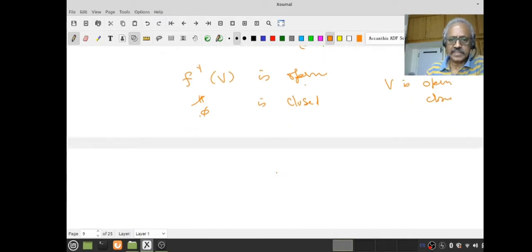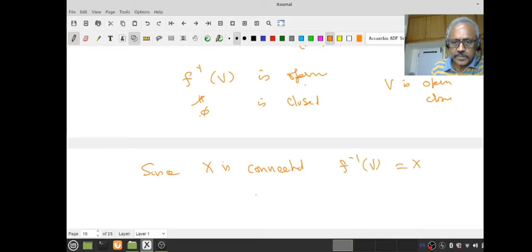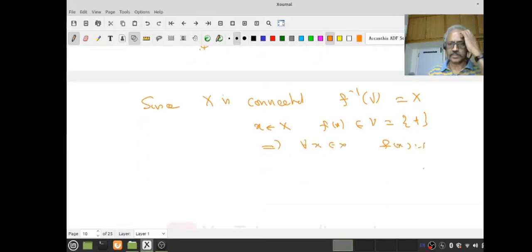But X is connected. Therefore what do I know? f inverse of V must be all of X. That means give me any x in X, f(x) belongs to V. But what is V? Singleton 1. That means for all x in X, f(x) is 1. That means f is a constant.